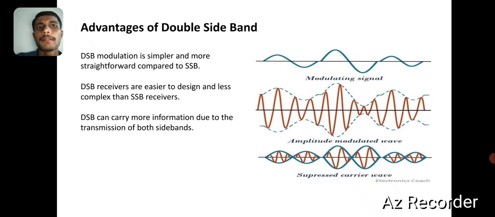Advantages of double sideband. Double sideband modulation is simpler and more straightforward compared to SSB. DSB receivers are easier to design and less complex than SSB. A DSB receiver can receive more information due to transmission of both sides. In the figure, the first waveform is the modulating signal, in the middle the amplitude modulated wave, and the last the suppressed carrier wave.